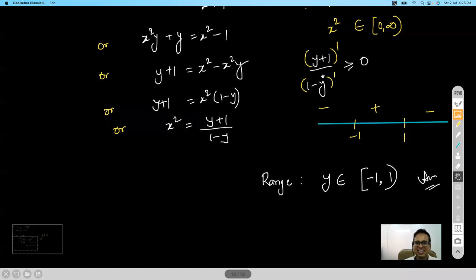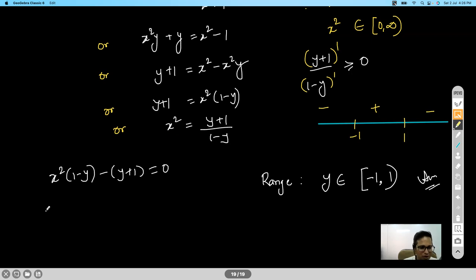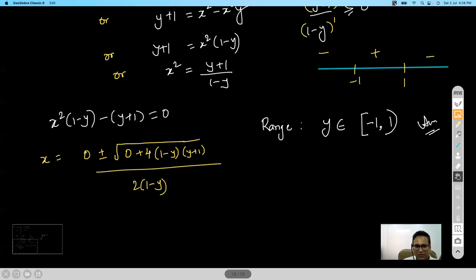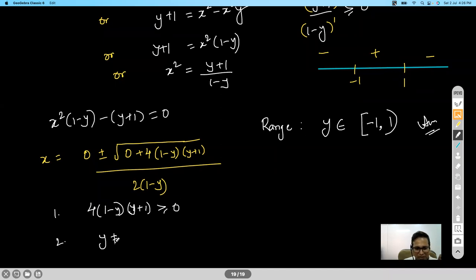See, if you want to write it as a quadratic, let's say here itself, I would write x square (1 minus y) minus (y plus 1) equal to 0. So when you solve it as a quadratic, x will be minus b, which is 0, plus minus under root of b square minus 4ac. So minus 4ac will be 4(y minus 1)(1 minus y)... by 2a. Correct? So there are two things that you need to ensure. One is this guy should be greater than or equal to 0, and second, y should not be 1. So you are basically trying to approach from this angle, right? So here you have to verify this part. That is what you're trying to say, correct, Samarth?